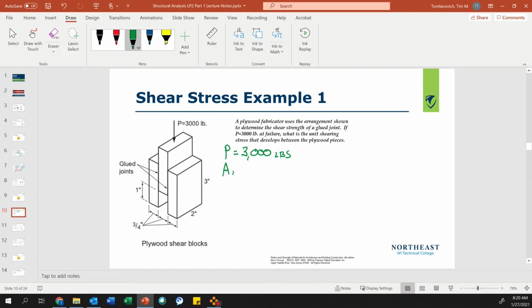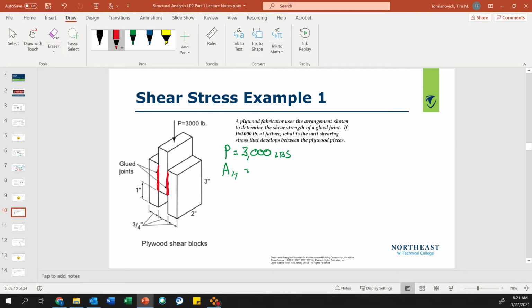Now, area has to be parallel. Now, let's talk about this. I'm going to do this in red. Right here, would you agree we have an area here and an area here? There's two areas. So you've got to look at these problems. If everything was uniform and equally loaded, would you say half the load is held by this shear plane, and half the load is held by this shear plane?